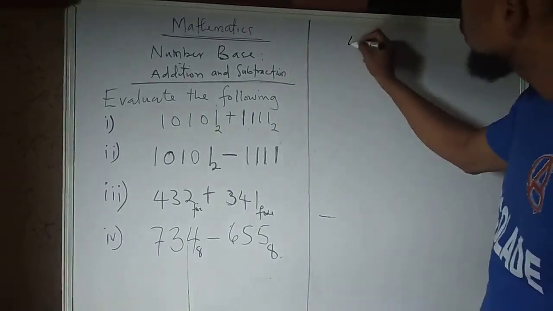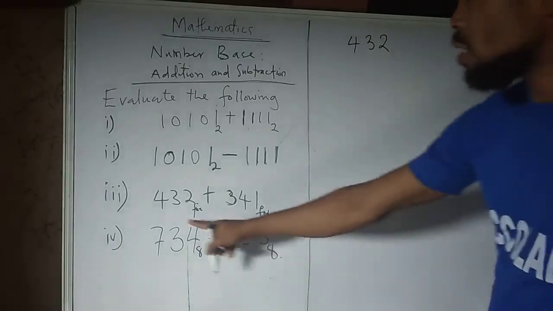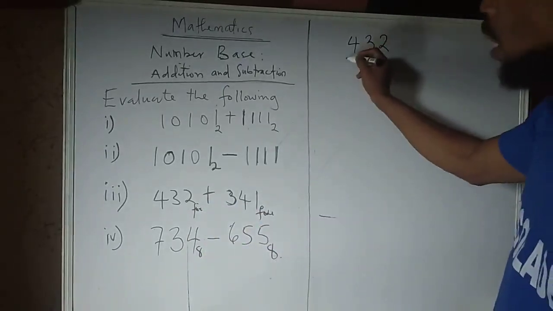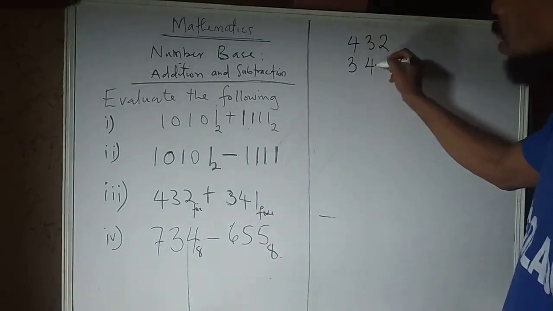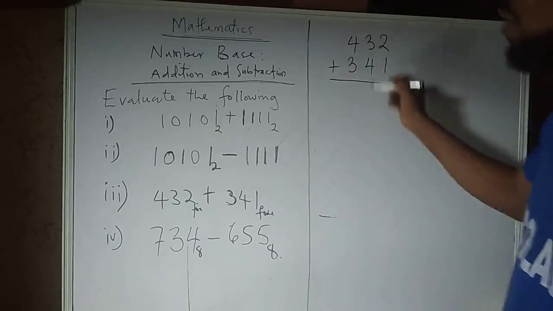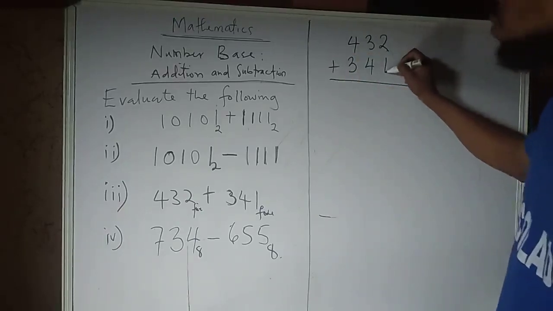Here we have 4, 3, 2. I just noticed that I'm using three digits, but anyway, it works everywhere. 432 plus 341. We have to add this in base 5. Normally 2 plus 1.